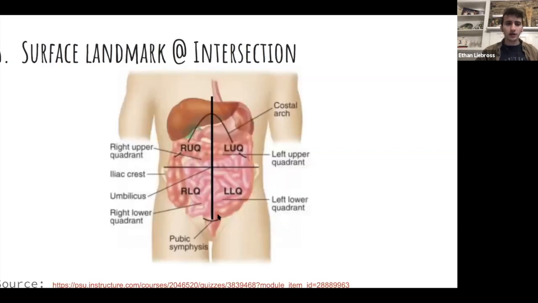So moving on, the next question asks us, what is the landmark at this intersection between these 4 quadrants where the longitudinal and the transverse reference lines intersect? So at the center of these 4 quadrants, what anatomical surface do we find? And that is the belly button. So the belly button is right there.